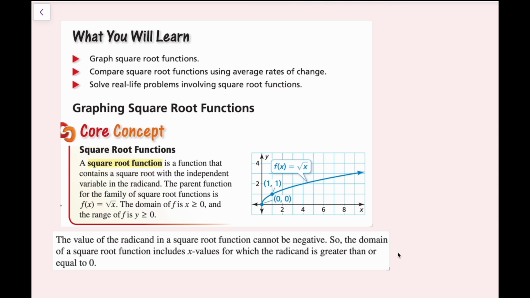Graphing square root functions. A square root function is a function that contains a square root with the independent variable in the radicand. The parent function for the family of square root functions is f of x equals the square root of x. The domain of f is x is greater than or equal to 0, and the range of f is y is greater than or equal to 0.